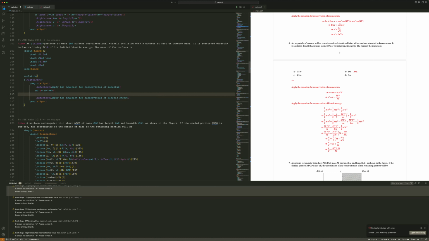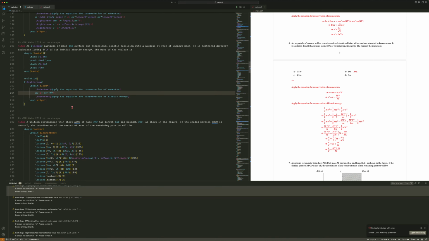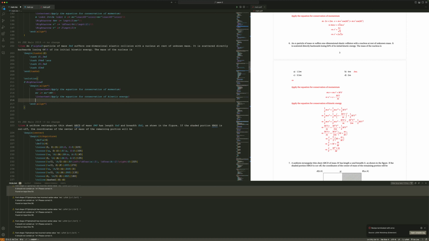Leave the equation first, which will be like mass of the nucleus and capital V is the velocity of nucleus, and apply the equation of conservation of energy. Yes, it's right. But we have to say it is scattered directly backwards, losing 64% of its initial kinetic energy. That means it has the remaining kinetic energy of 36%.